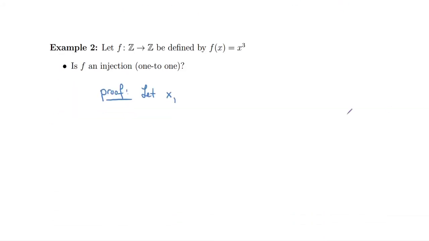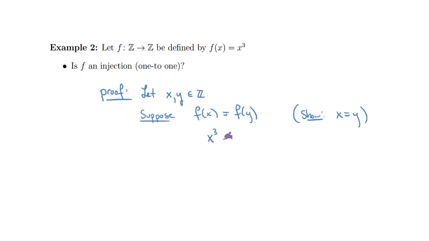Okay. So down here, let's call the two inputs x and y. Let x and y be integers. And then what we're going to do is suppose f of x is equal to f of y. And what are you going to show? You want to show x is equal to y. So we get to make this assumption. Suppose f of x is equal to f of y. Well, what is f of x? We're given f of x is x cubed. And what's f of y? Well, if the input is y instead, if I replace this x with a y, that would be y cubed. So now we have this equation.